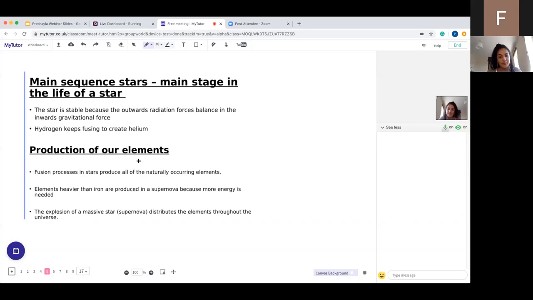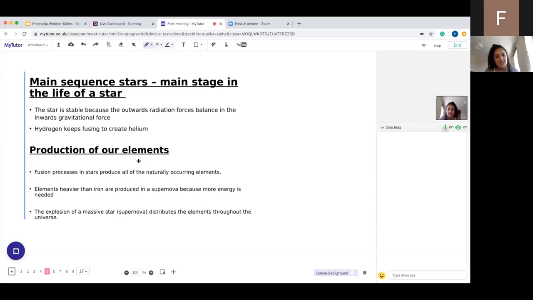And then we talked about the production of our elements. So the elements that are in our Earth today all came from what we think was the Big Bang. And fusion processes in our stars are what is creating these elements. But elements that are heavier than iron are produced in supernova, because more energy is needed to produce those elements.